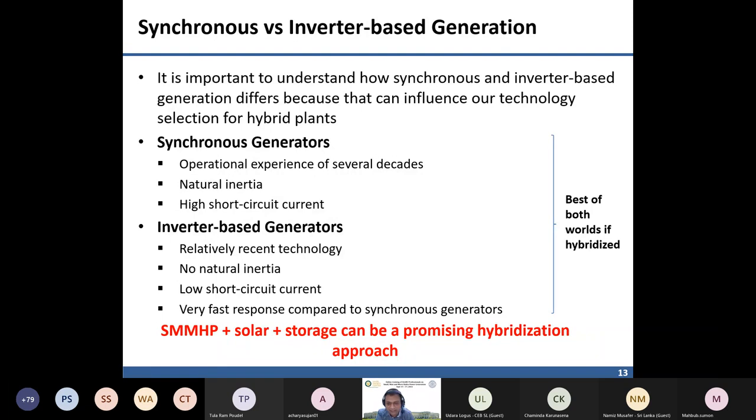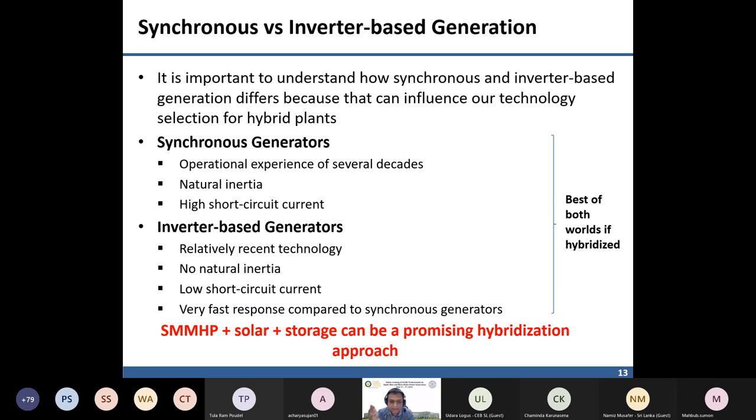So one thing I want to highlight here, which makes sense in the context of small, medium, micro hydro plants, is that we need to understand that synchronous generation is quite different from inverter-based generation. But if we hybridize small hydropower plant with solar and storage, then there is a possibility that we can exploit the benefits that both synchronous machines and inverter-based generators offer, and at the same time minimize the negatives that these two technologies have. So if we talk about synchronous generators, one of the biggest pluses of this technology is that we have several years of operational experience, in fact, several decades of operational experience. We get natural inertia, so frequency can be maintained better. We also get high short circuit current, and that means your protection systems can work better.